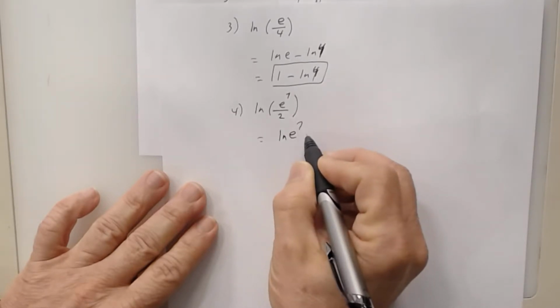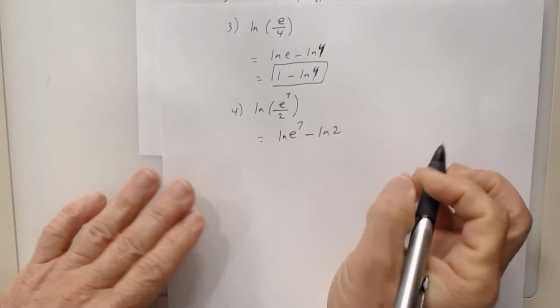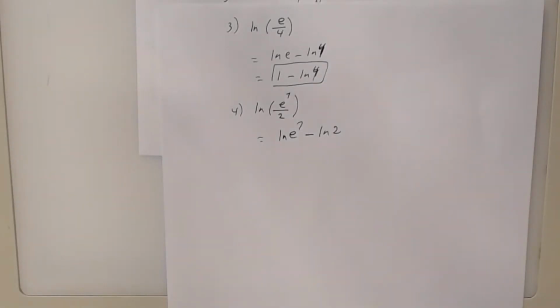e to the 7 minus the natural log of 2. All right? Can I do anything else? Yes. What is the natural log of e to the 7th? It's just 7. Very good.